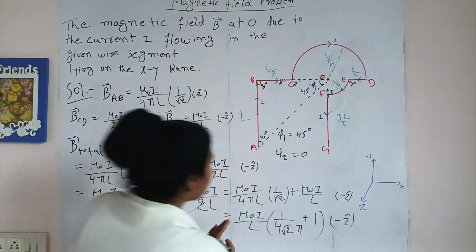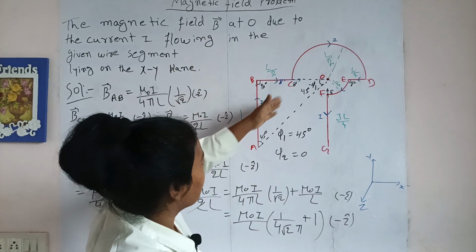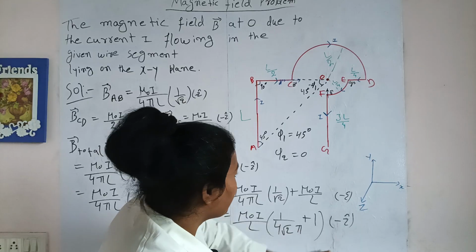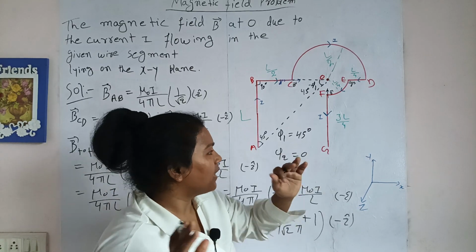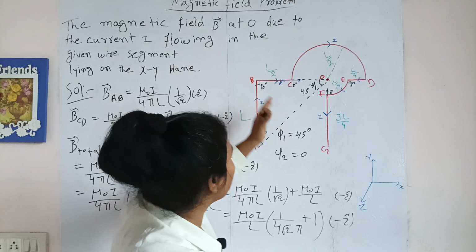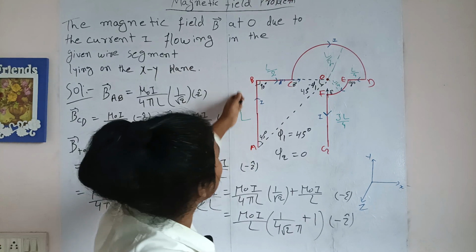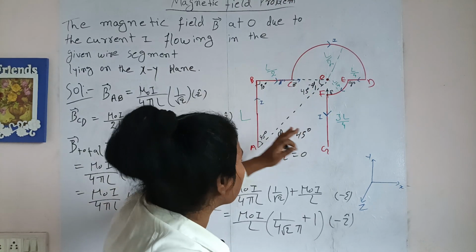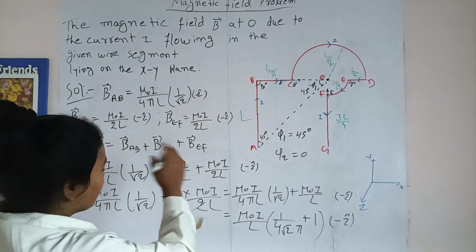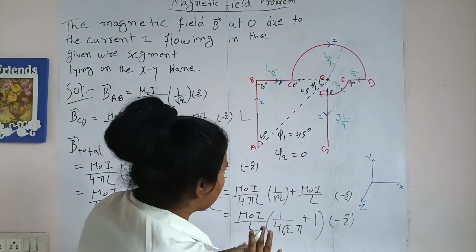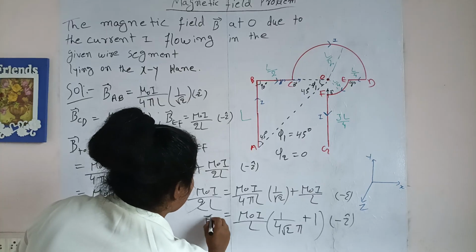The total field due to this whole segment at this point O will become this. Earlier it was looking too complicated, but what have we done? We took each separate part separately and solved it, and it came easily. The resultant is this total field B at this point.